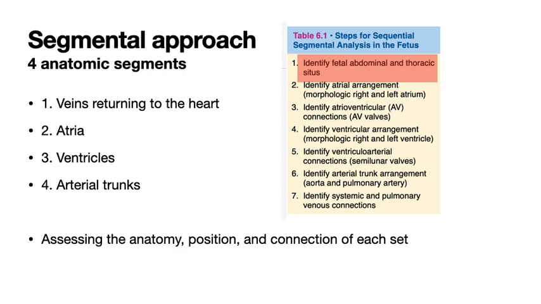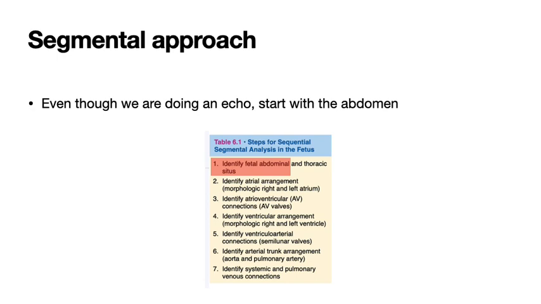The thing that's important here in the table at the right is that it starts out with identifying the fetal abdominal and thoracic situs, and even more specifically, identifying the fetal abdominal situs. So even though we're going to do an echo and look at the heart, we are going to start with the abdomen.